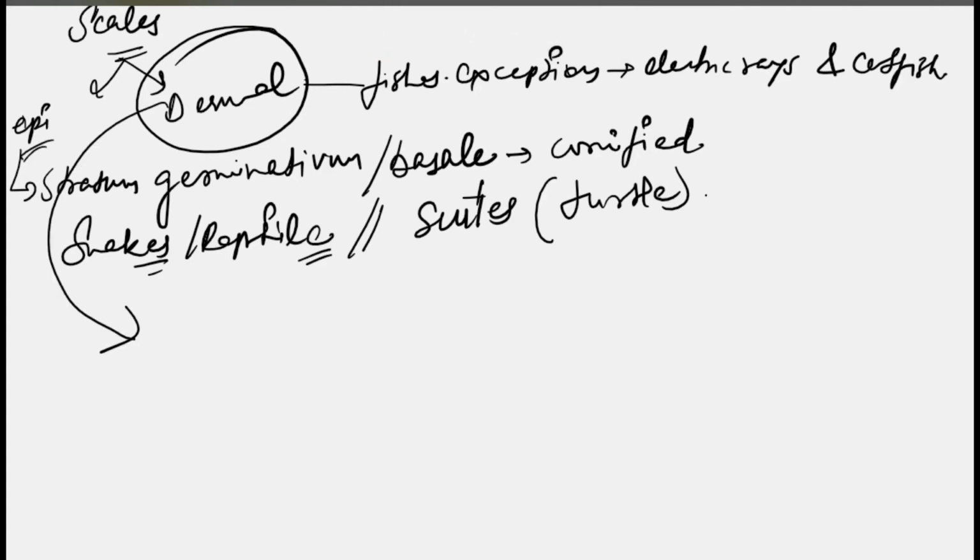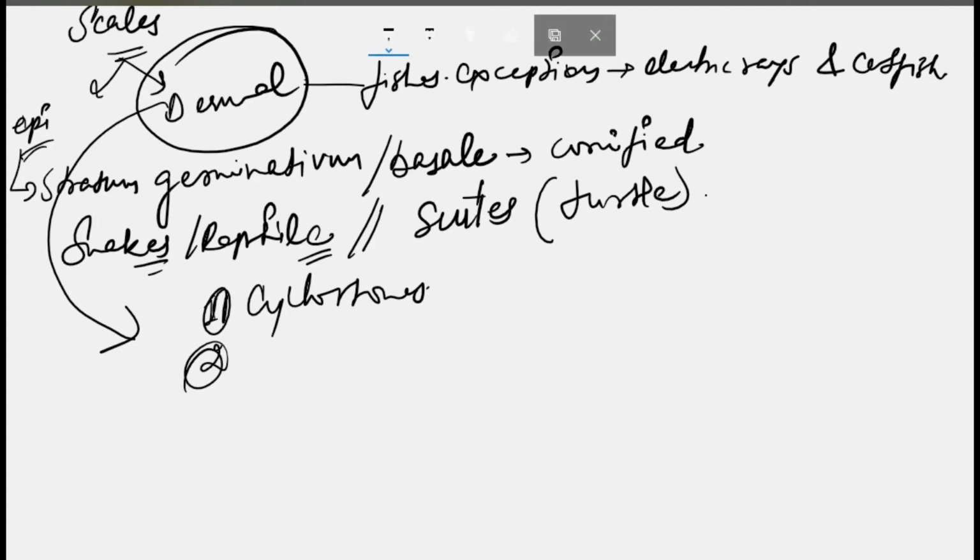We will study about these epidermal scales when we come to the reptilia part. On the basis of vertebral hierarchy, for example, in vertebrates, the first class that you have is cyclostome, and then you have placodermi. And we are not going to study placodermi because they are extinct species.